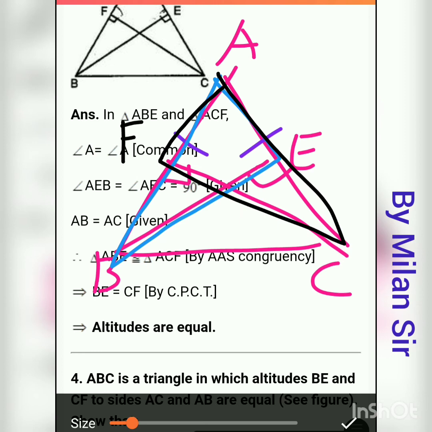Okay, now look at these two triangles. Here AB is equal to AC. AB and AC both are one side of these two triangles. In both triangles, if you think about AFC, here one angle is 90 degrees, right? And in ABE here one angle is 90 degrees. Okay, then this 90 degrees is the same. And A is a common angle in both the triangles.